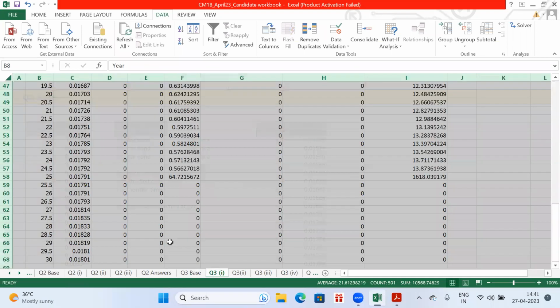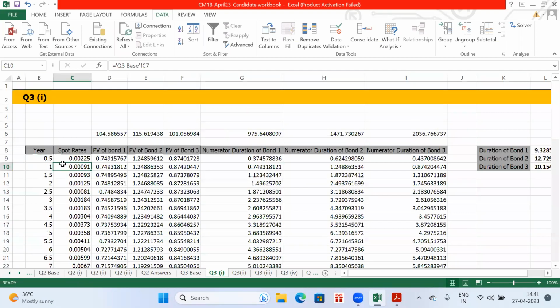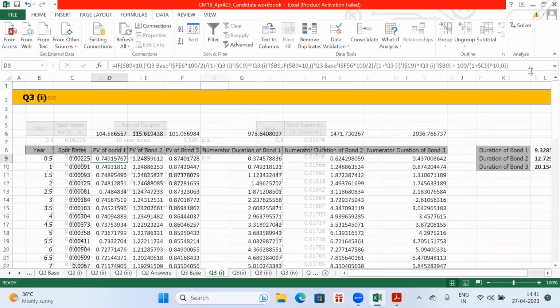So first, question 3 part 1 is very easy. We'll pull out all the spot rates which are there. Okay, nothing was given in the sheet. We're just pulling the spot rates. Then present value of bond 1. So bond 1 goes only for 10 years. Okay, so I have just put a formula.